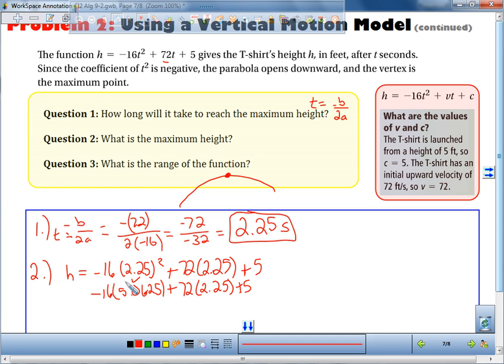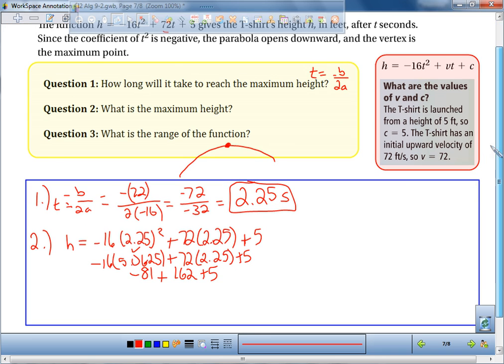So we end up getting negative 81 right here. Plus 72 times 2.25 is 162. And plus 5. Then I add them up. So negative 81 and 162 is 81. And then 81 plus 5 is going to be 86 feet. Okay?